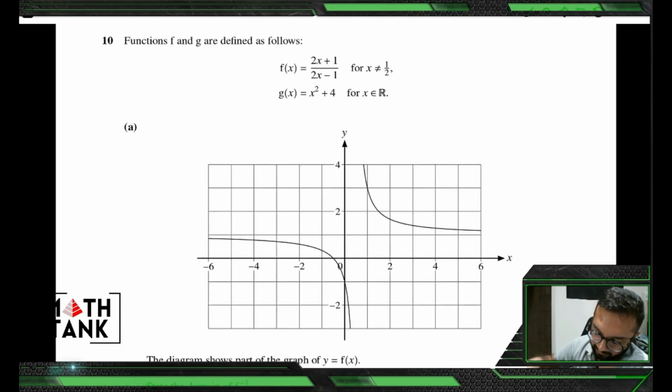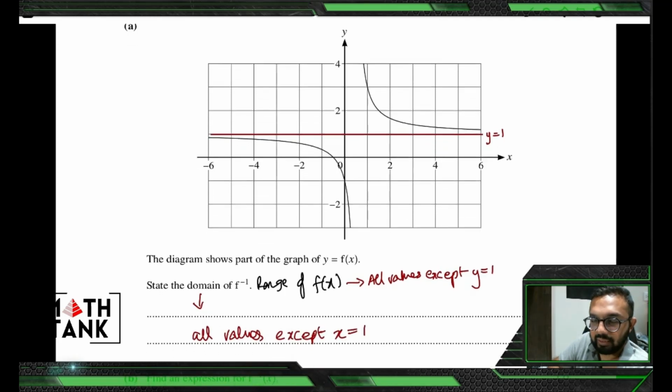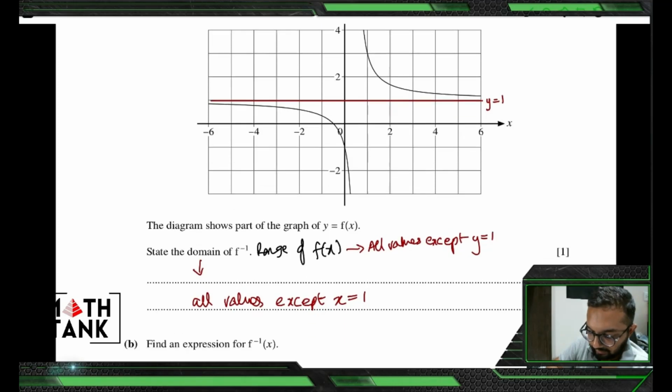So the domain of f inverse is the range of the original function. So let's talk about the range of f of x. You see, f of x is taking on all the values except there's a particular value that it's not taking. What is that value? That value is y equals 1. So the range of f of x is all values except y equals 1. So therefore the domain of f inverse will be all values except x equals 1. So it takes on all values except that.